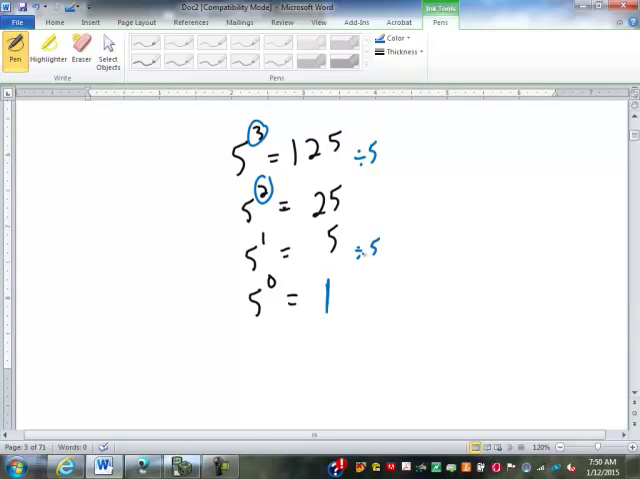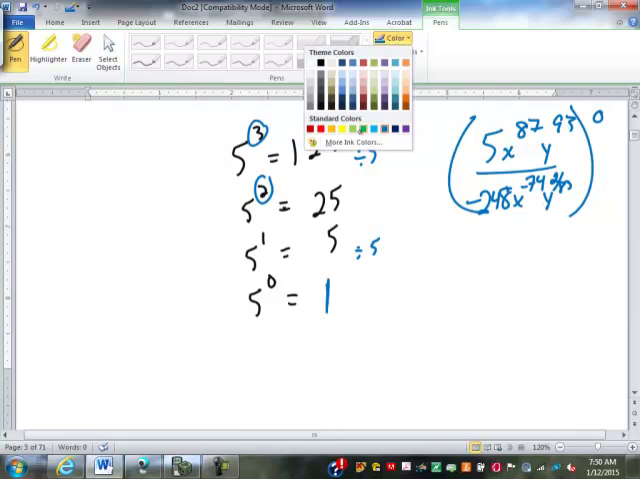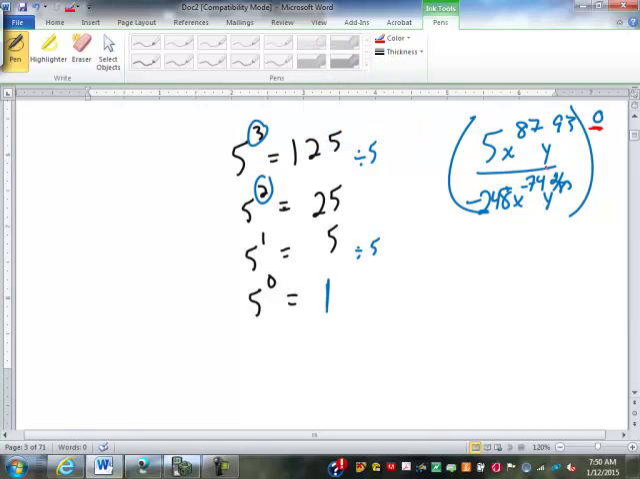Now, I warned you about this. At some point on a quiz, you may see me do something like this. What's that equal? 1, because it's all to the power of 0. Anything to the power of 0 has to be 1.